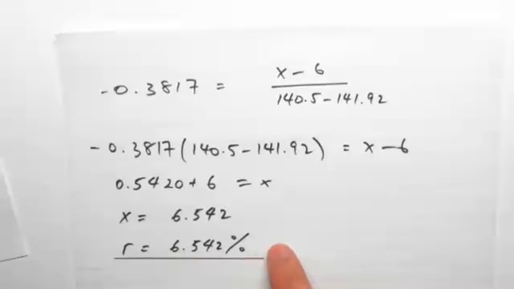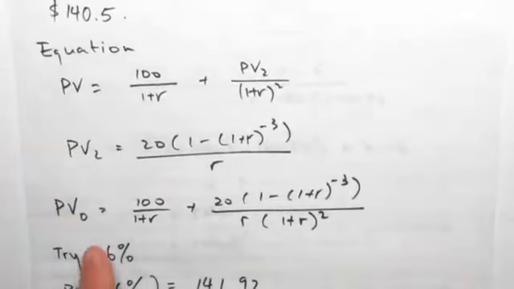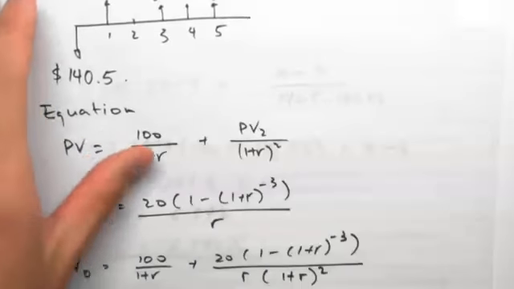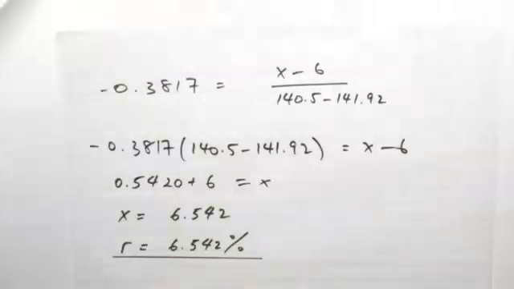Okay, and if you were to sub this 6.542 back into the initial equation here, you will get the present value to be 140.5, which is what we were looking for.